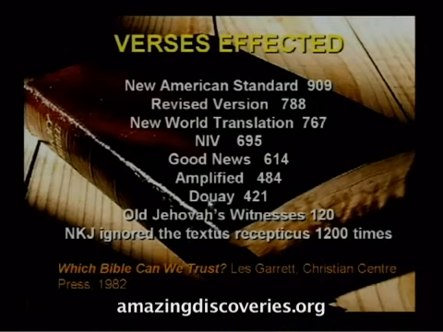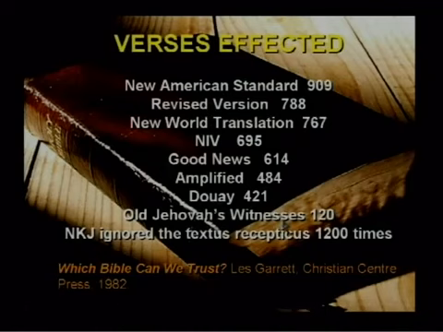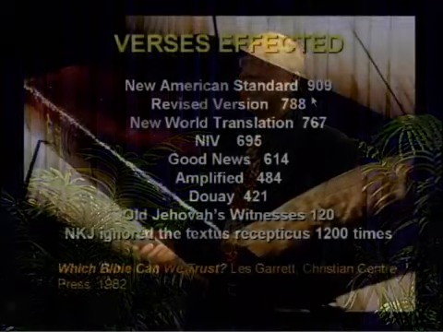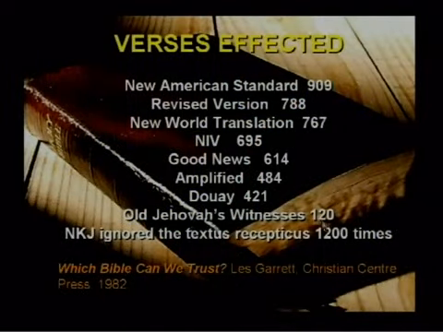The Amplified, 484. The Douay, which is the Jesuit Bible, has fewer changes than the New American Standard. In fact, less than half. Amazing. And the Reformation, of course, rejected this completely, but they're quite happy to accept these ones. Very strange. The old Jehovah's Witness Bible only had 120 verses affected. And when that came out, there was a huge hue and cry over the massive changes that they made. And today, nobody realizes that they're sitting with 909 verses affected, which makes the 120 look like a kindergarten.